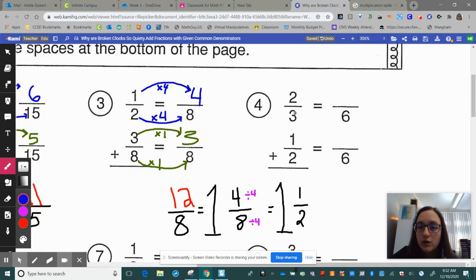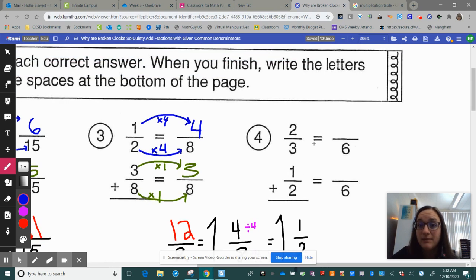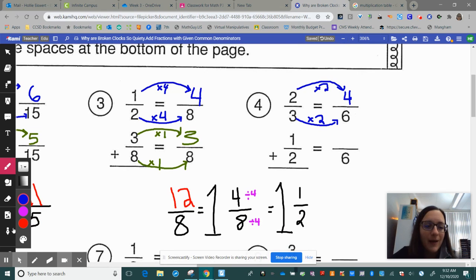All right. So getting that 6, 3 and 2 can both multiply by something to get 6. So 3 times 2 gives us 6. Oh, that's that denominator trick here. So 2 times 2 gives us 4 as our new numerator. Okay. And then here 2 times 3 gives us 6.